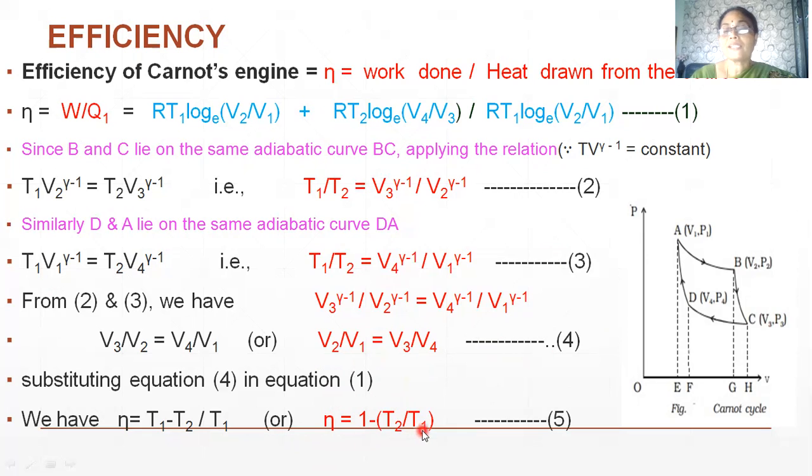or 1 minus T2 by T1, which is an important expression for efficiency. Eta is equal to 1 minus T2 by T1. From this expression, it is clear that the efficiency of an ideal heat engine depends only on the initial and final temperatures, but it does not depend upon the nature of the working substance. So this is the expression for efficiency.